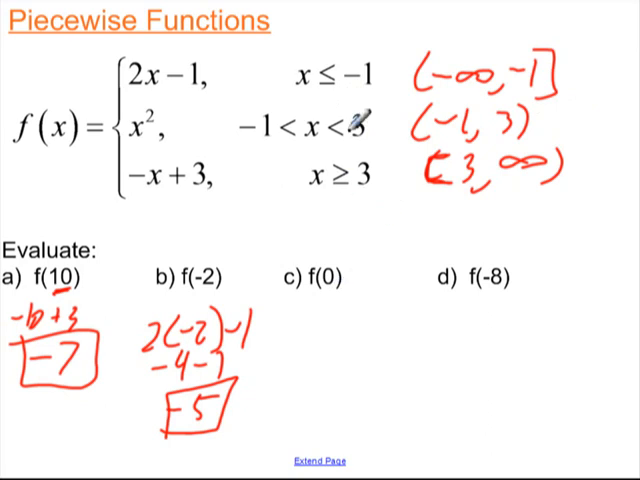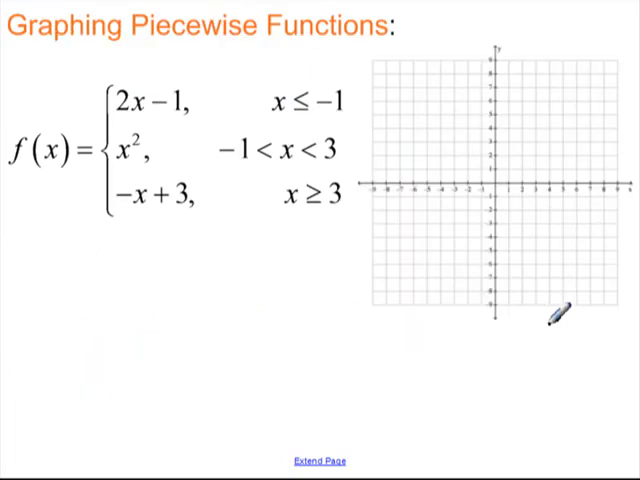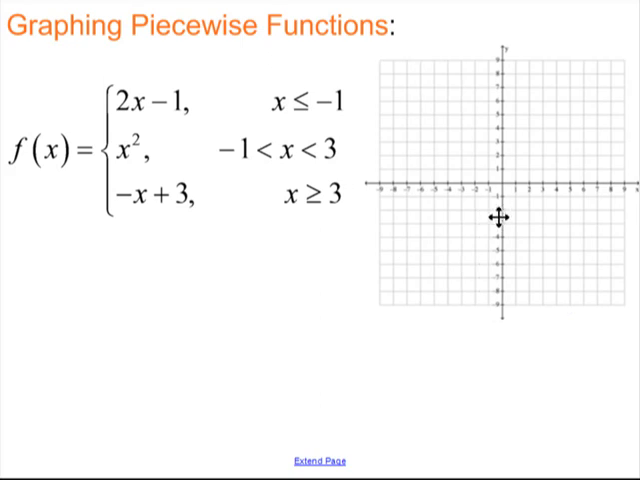Okay, so f of 0, 0 is in this interval, so that's going to be this one, x squared, and 0 squared, of course, is 0, and so that would be your answer. One more, f of -8. -8 is in this interval, so that's 2 times -8 is -16, minus 1 is -17. Okay, now let's take a look at what happens if we try to graph that piecewise function.